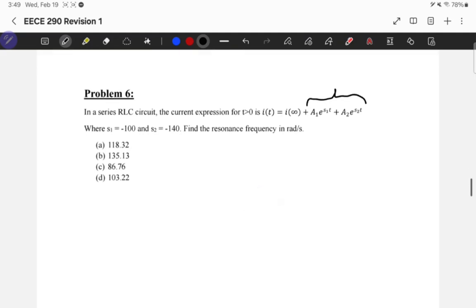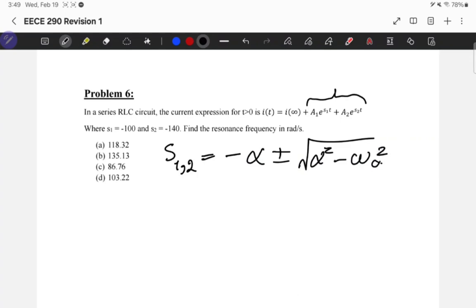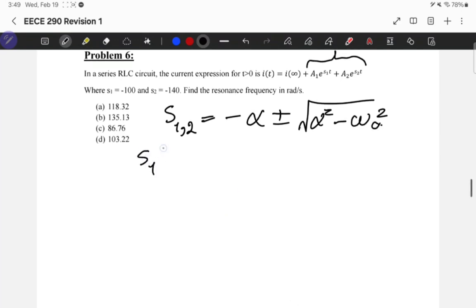I'm given S1 and S2, and I know that S1 or S2 is equal to minus alpha plus or minus square root of alpha square minus omega 0 square. This is included in the formula sheet, also in this PDF. Now I need to decide which one is which. Is the minus 100 with a minus in here or a plus in here, for example? I need to decide if S1 gets a minus sign or a plus sign. So I notice that S1 is greater than S2 because minus 100 is greater than minus 140.